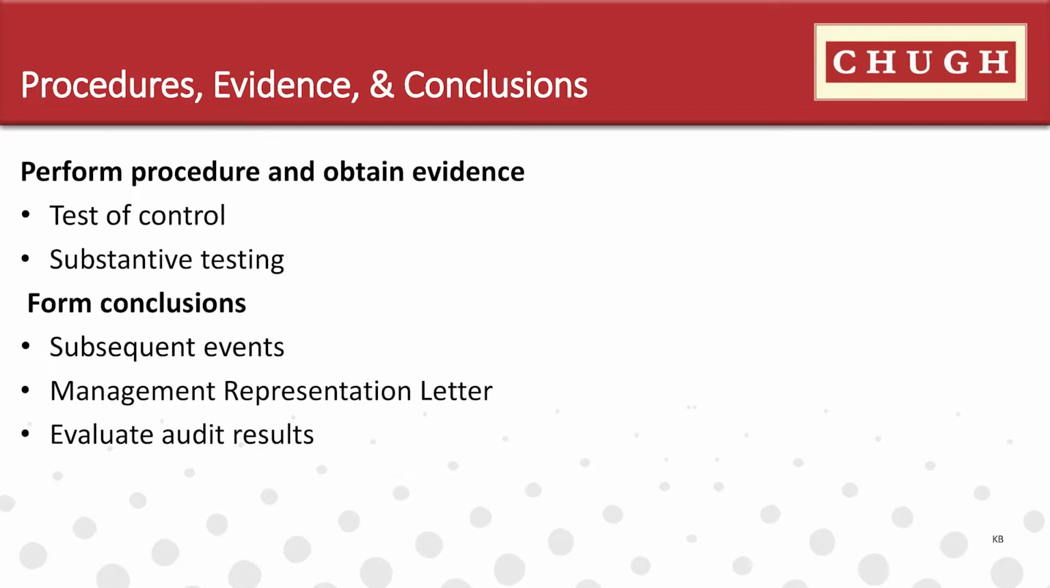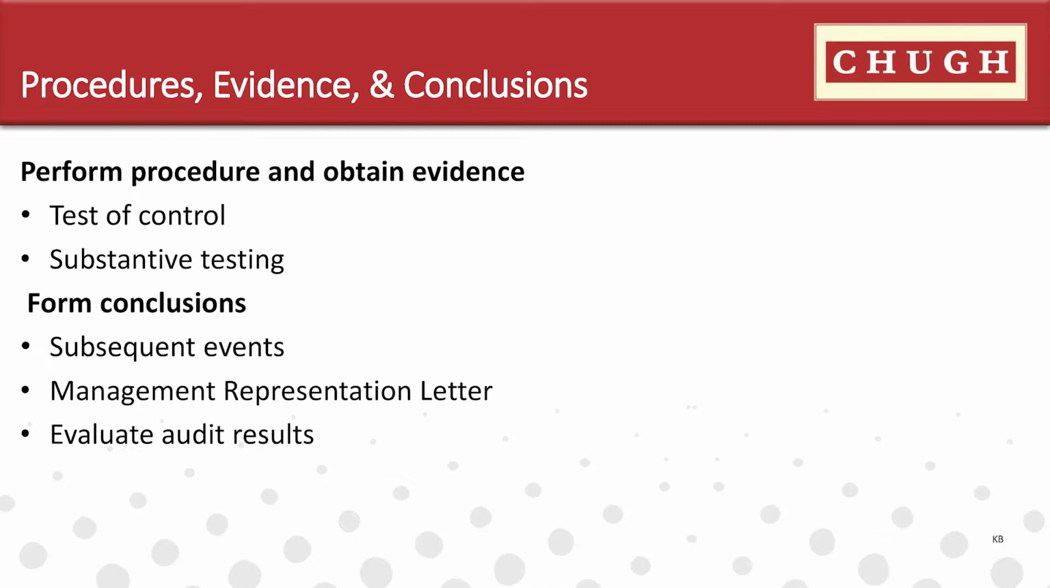What is test of control? For test of control, we evaluate the operating effectiveness of internal control. Substantive testing, with respect to test of detail, involves detection of material misstatement, where we try to test account balances, transactions, and disclosures.